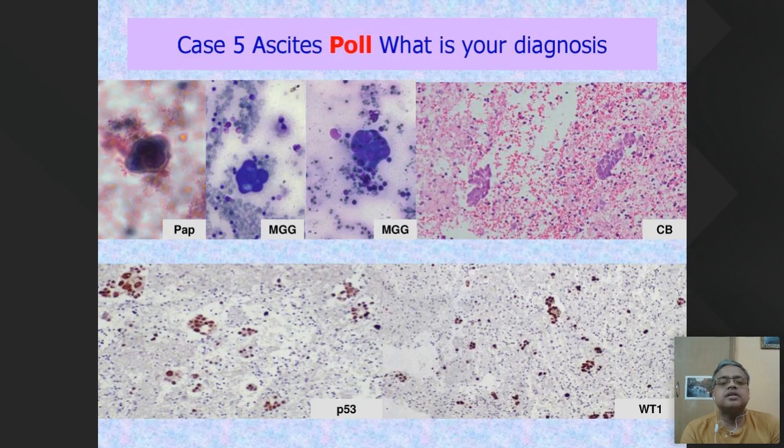On Giemsa also you can see it is bulging out here, a little more of a nuclear bulge, but still looks more like a cytoplasmic bulge. Here also you can see. So if there are very few groups like this, on morphology alone you will say that this is inconclusive. It could be a tumor, it could not be a tumor.